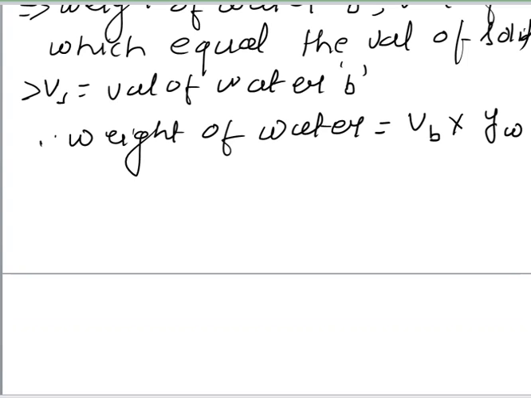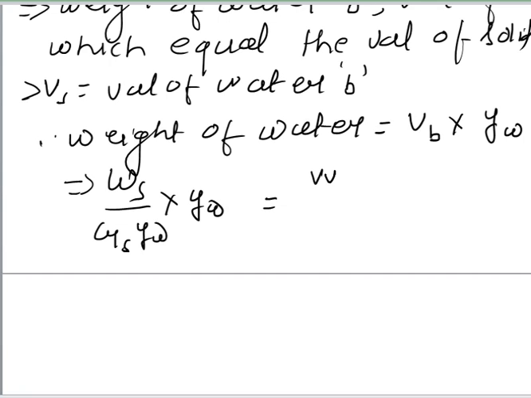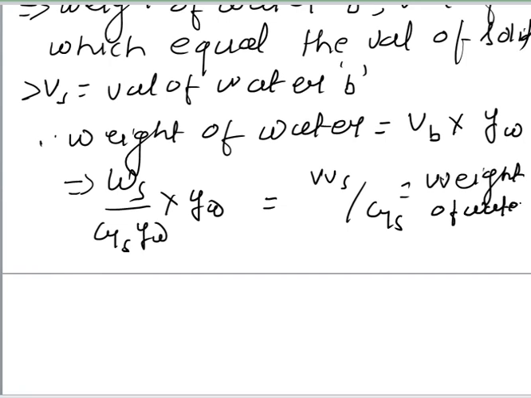Hence, what it will go like: Ws upon Gs gamma W into gamma W, which will be Ws over Gs. This is weight of water B. Okay, let's move to next page.